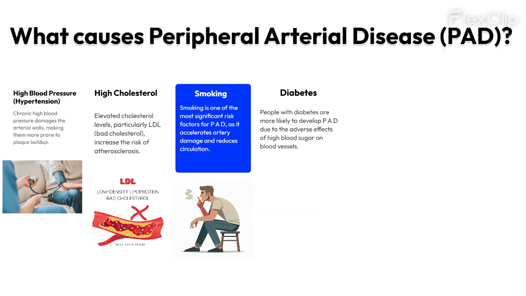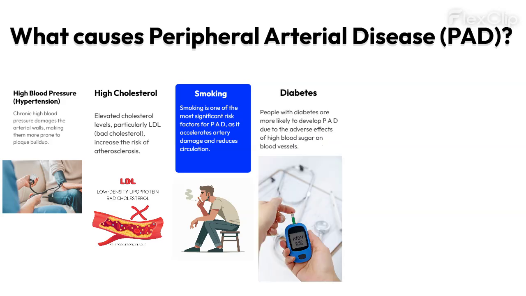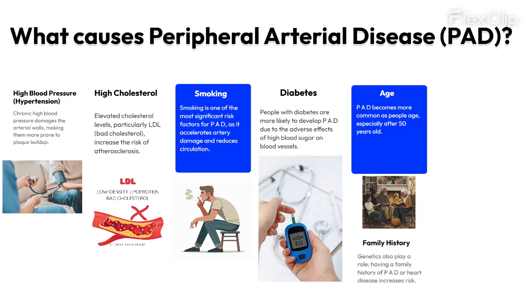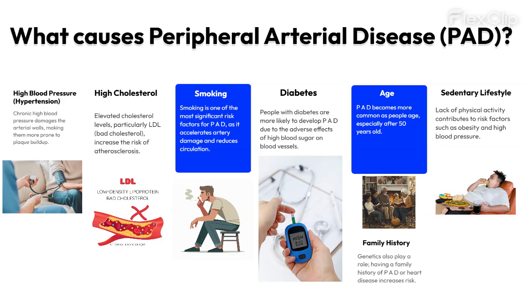Diabetes. People with diabetes are more likely to develop PAD due to the adverse effects of high blood sugar on blood vessels. Age. PAD becomes more common as people age, especially after 50 years old. Family history. Genetics also play a role. Having a family history of PAD or heart disease increases risk. Sedentary lifestyle. Lack of physical activity contributes to risk factors such as obesity and high blood pressure.